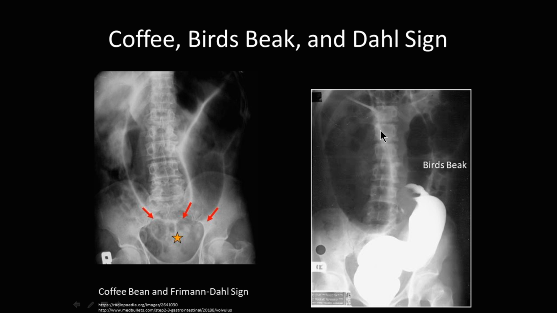And then with the injected dye for a barium enema, you can see that it comes up to a point where that twist is probably taking place in the large bowel, and that's called the bird's beak sign.